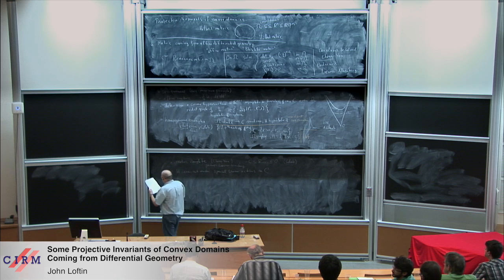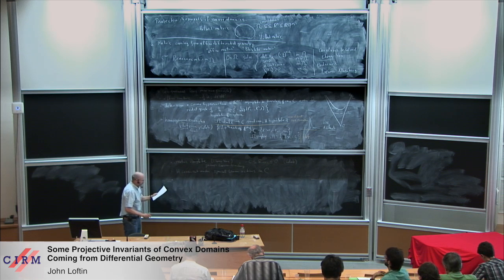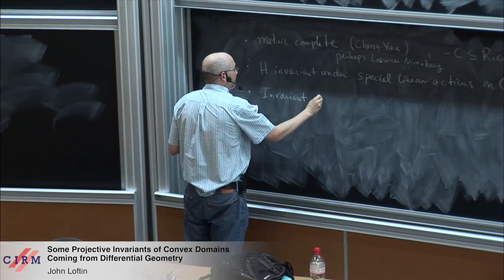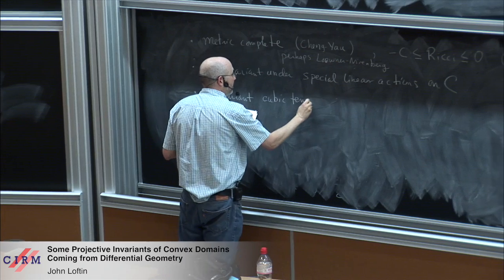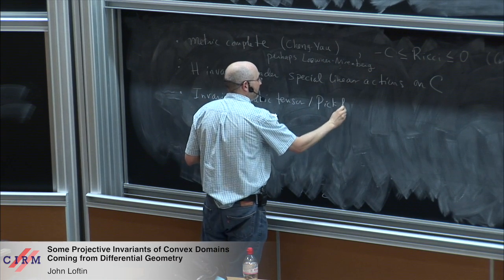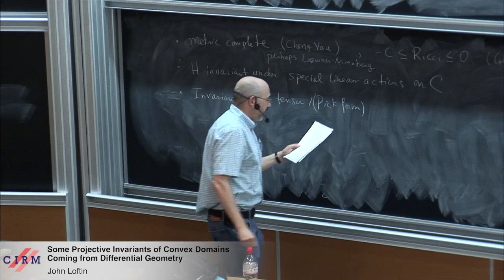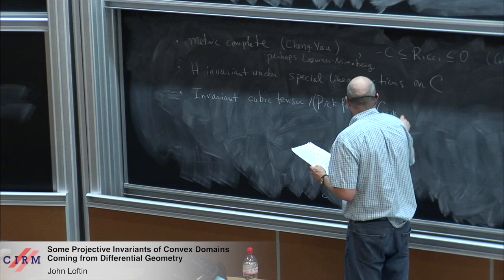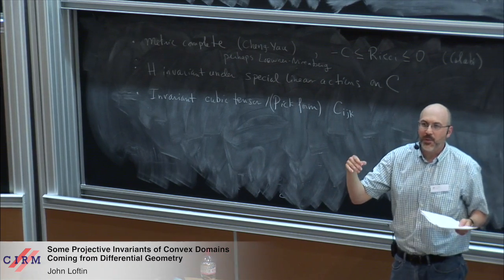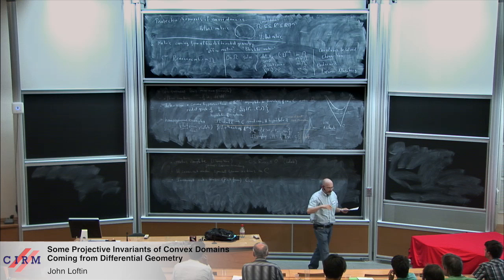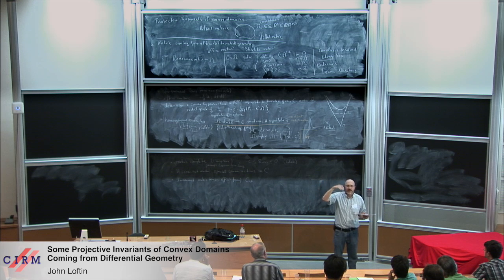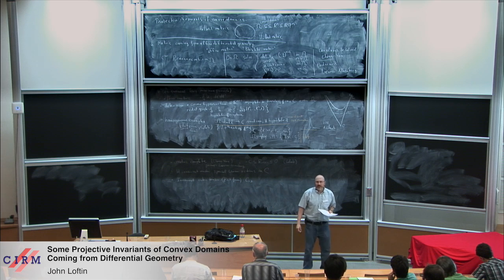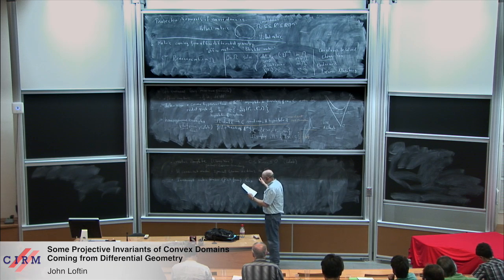There's another invariant, which I'll probably explain a little bit more later: there's an invariant cubic tensor, which is sometimes called the Pick form. There's only one natural Riemannian metric, so I don't distinguish so much between whether the indices are up or down. I'll just put them all down. This is a symmetric 3-tensor.